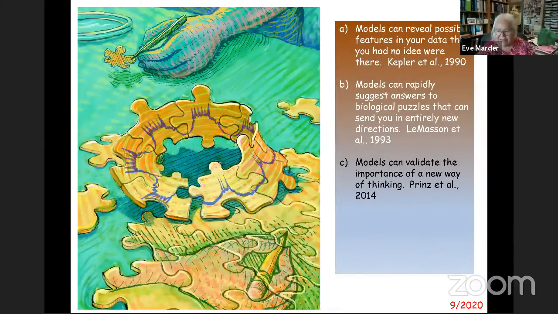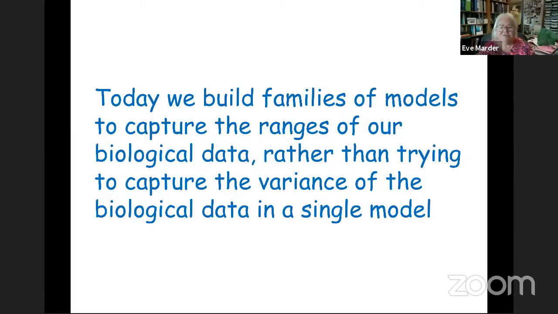And then I would just like to say that I showed you an example before of six neurons that had very similar behavior, but very different underlying structures, or at least quantitatively different underlying structures. This led to the fact that today we no longer build single models. We build families of models that capture the ranges of our biological data, rather than trying to capture the variance of the biological data in a single model.